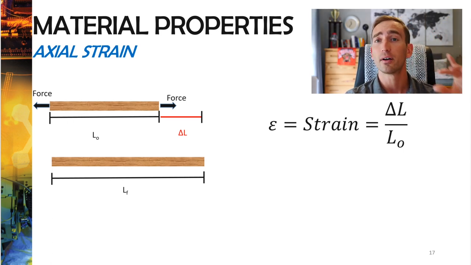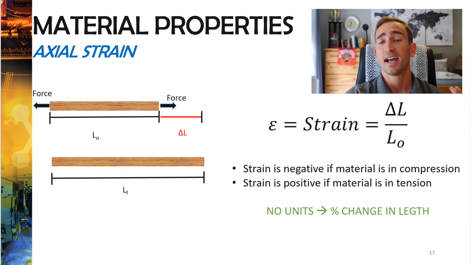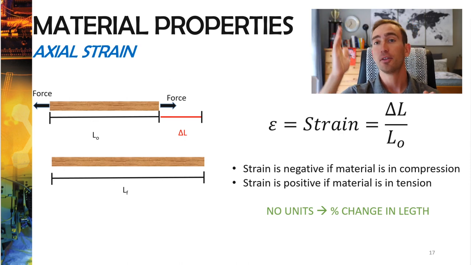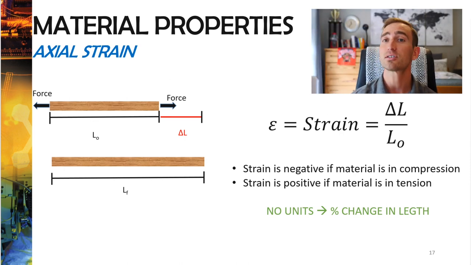a material over L0. And as I was saying, strain will be a negative value if a material is in compression, because the change in length will be negative, it'll be decreasing, and strain will be positive if a material is in tension, as in the material will actually get stretched and get longer. And it's important to recognize that strain has no units. It is just a percentage. Because we have change in length over length, the units for length, whatever they might be, will cancel out, and we're left with just a percentage change in the material's length.